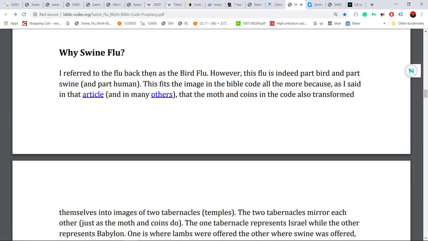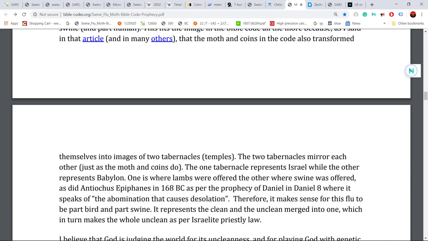I refer to the flu back then as the bird flu. However, this flu is indeed part bird and part swine and part human. This fits the image in the Bible code all the more because, as I said in that article and many other articles, the moth and the coins in the code also transform themselves into images of two tabernacles or temples. And by the way, now that they suspect that this coronavirus is a result of bats, a similar looking winged creature to a moth.